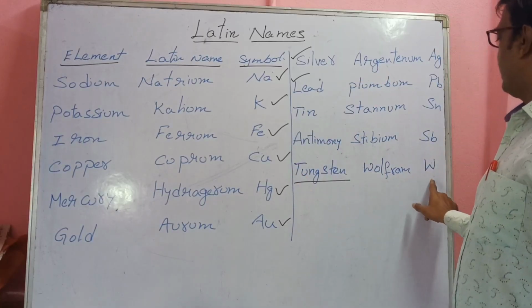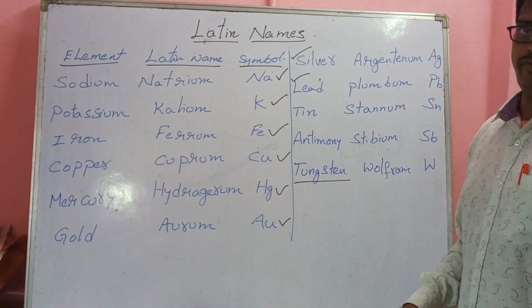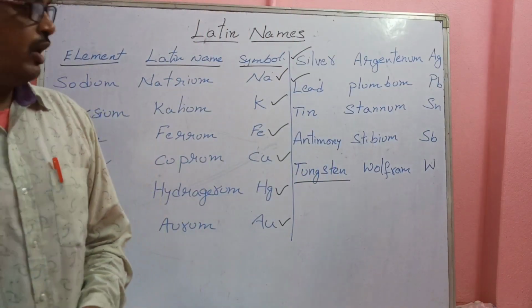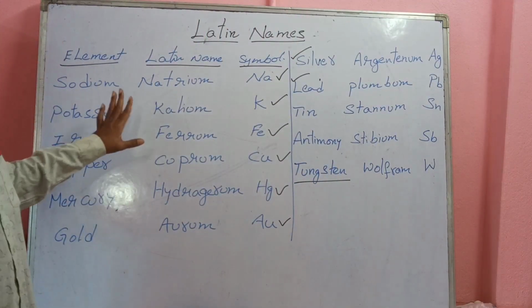So its symbol is W, Latin name wolfram. So these 11 elements are very, very important. So make a note of this.